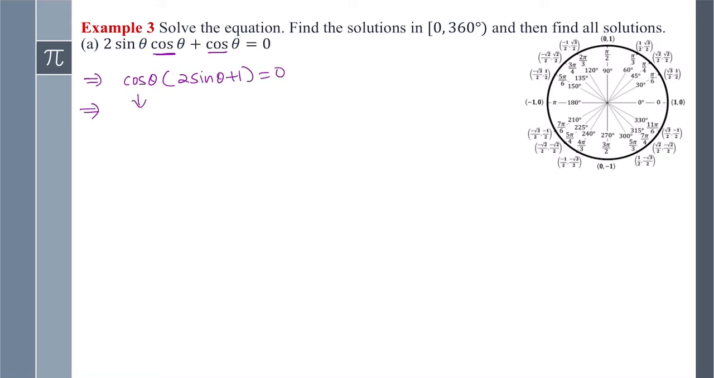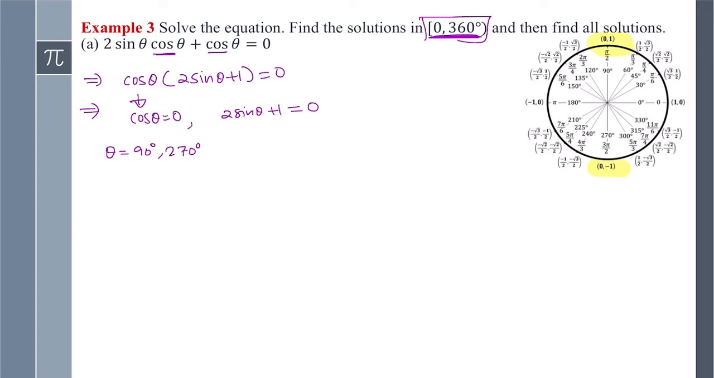And then from here, we have cosine theta equals 0. And from here, we have 2 sine theta plus 1 equals 0. So cosine theta is 0. We're writing this in degrees, so just make sure you always read the question. Cosine theta is 0 at 90 degrees and 270 degrees. So it is 0 here and 0 here. That is when cosine theta is 0.